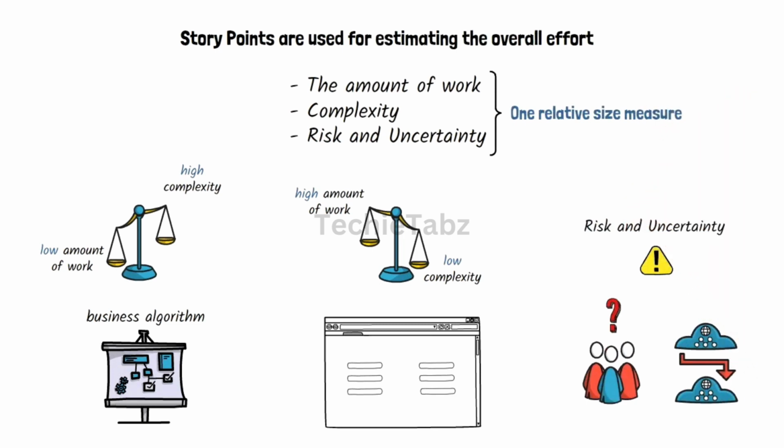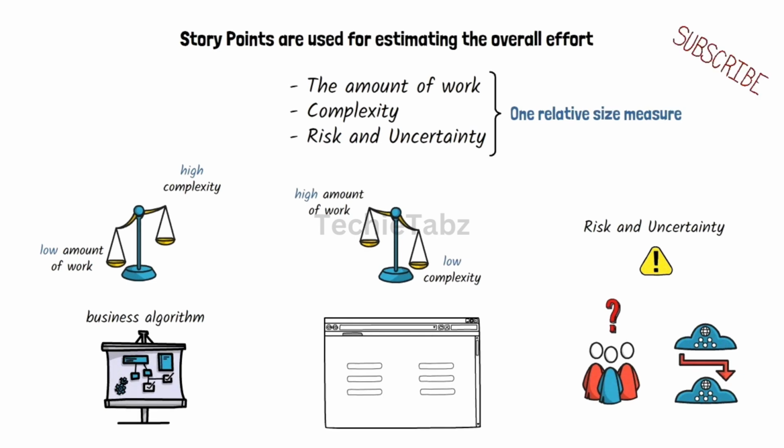It's important for the development team to remember all these other factors outside of the amount of work when estimating. If user stories are higher in complexity, risk, or uncertainty, the story points should be higher in estimation. This is also based on the impact each has on the likely effort to complete the user story. This ends our video on what are story points in Agile.